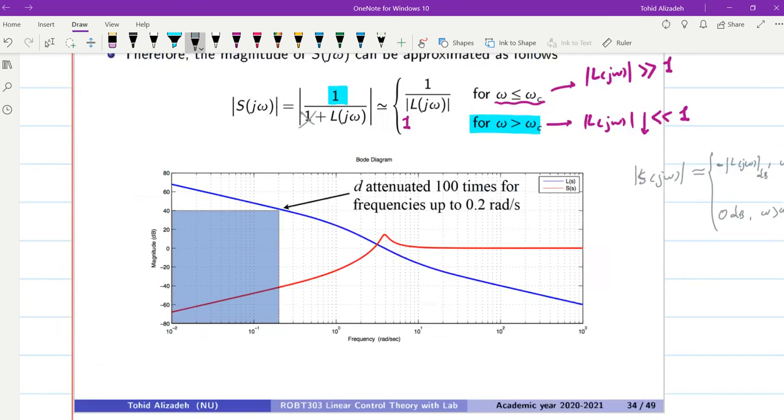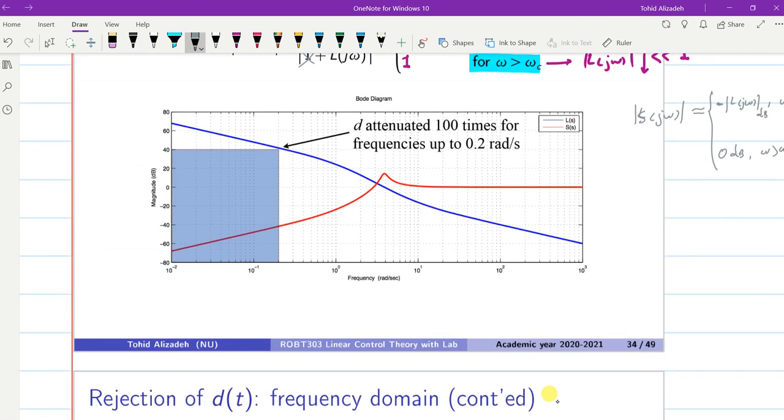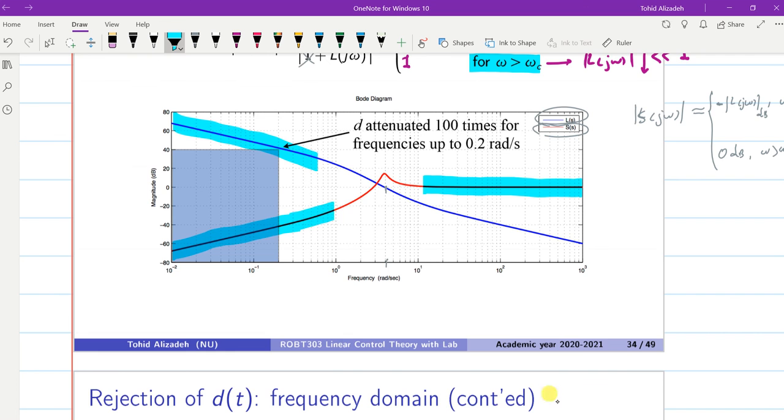And you can see an example here. What we have in blue is the amplitude of L, and what we have in red is the amplitude of S, the sensitivity function. The crossover frequency here is at this point, and you can see that for the high frequency part we have 0 dB for the amplitude of S, and for the low frequency part the amplitude of S is minus the amplitude of L, and you can see it here.